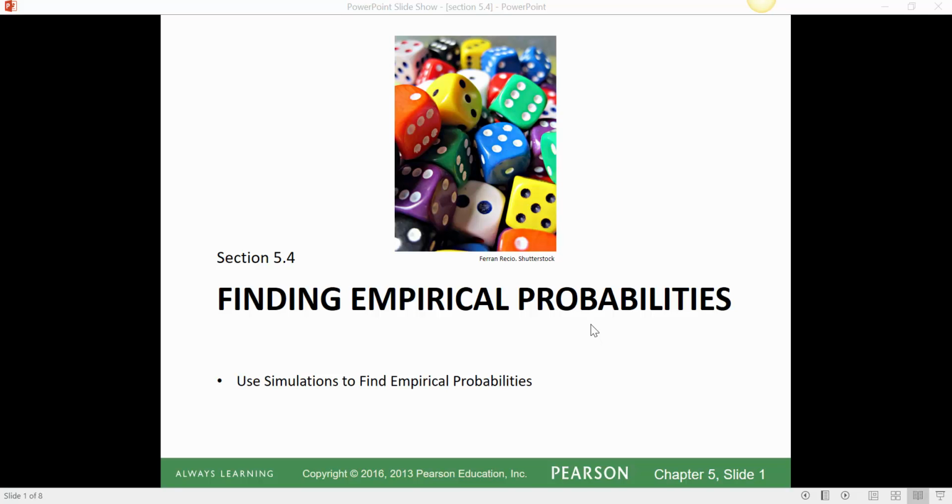Hi class, so this is the last section in chapter 5 and thus the last section for the material that'll be on the midterm exam, right? So section 5.4 is titled Finding Empirical Probabilities, right?